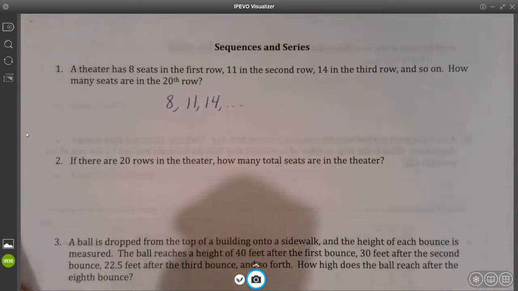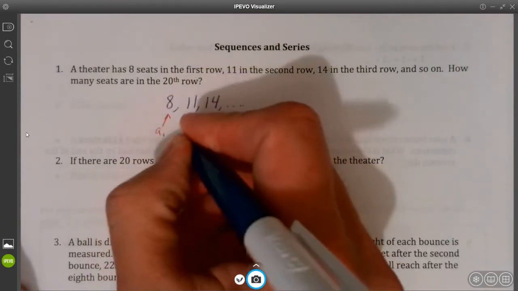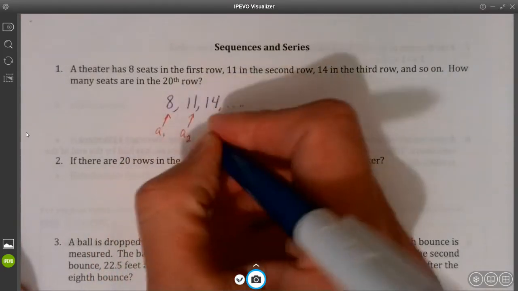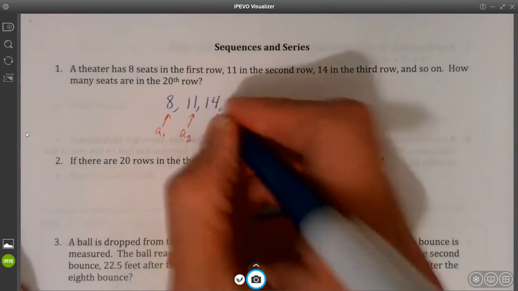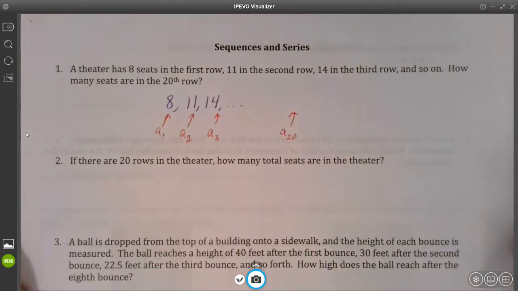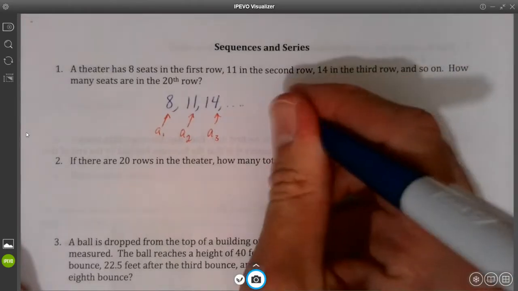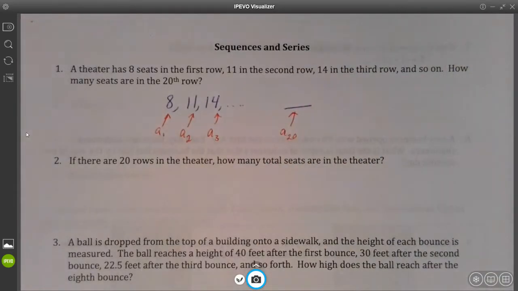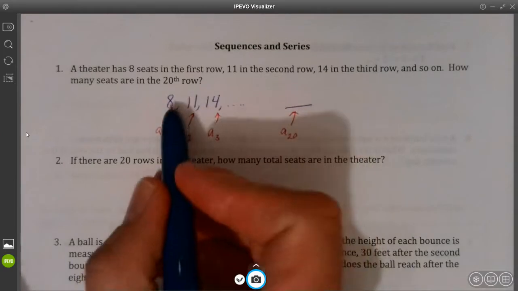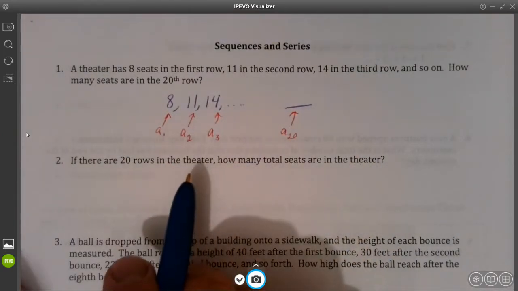So if I was going to label these, this would be A1, the first term, and then A2. And you don't have to use A, but I often do. It'd be A3. And then the real question is, hey, what's the 20th one? I don't know. Well, it's not 20. But if I kept this pattern going, I would have added 3. Notice the pattern. I'm adding 3 every time. I would have added 3 19 times, not 20 times.